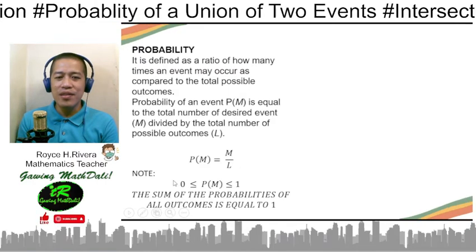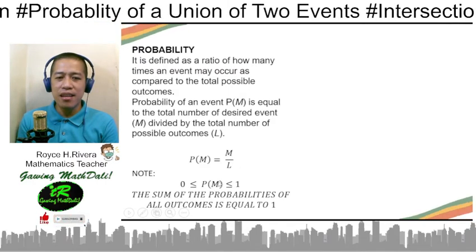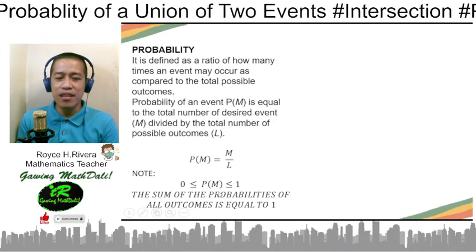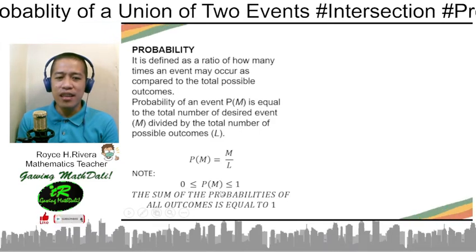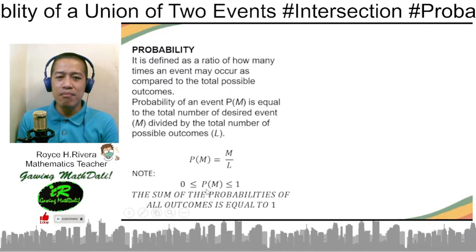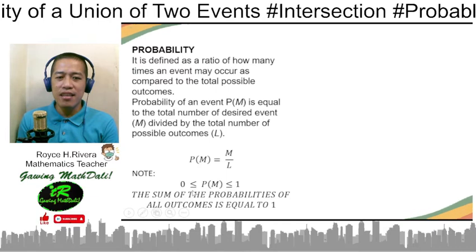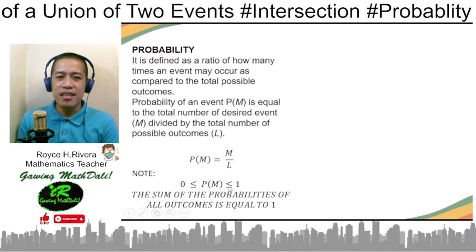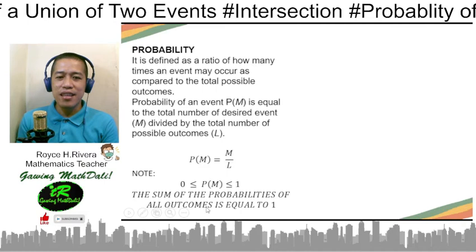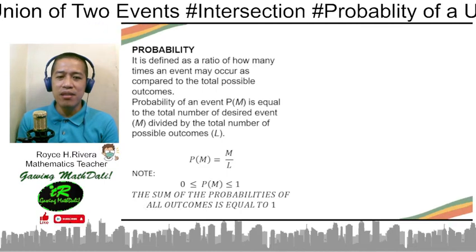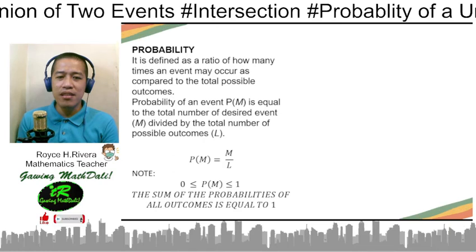So take note that the probability of an event P of M is in between 0 and 1. Or the probability P of M is greater than or equal to 0 but less than or equal to 1. And the sum of the probabilities of all outcomes is equal to 1.